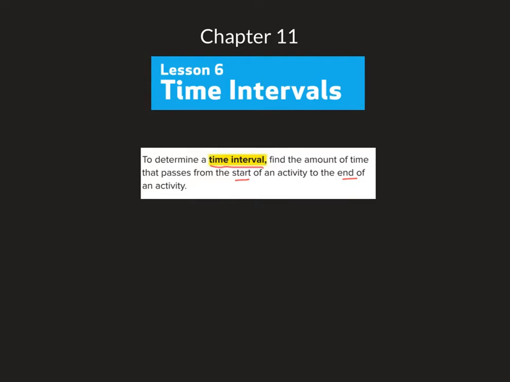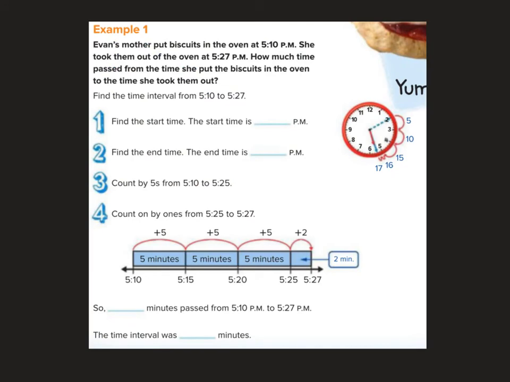Even when I'm driving places, I have to figure this out too. If I'm supposed to be in the cities at a birthday party at 1:30, and it takes me an hour and a half to get there, at what time should I leave? So we use elapsed time, time intervals, all the time as adults. So this is really a key concept for you to learn.